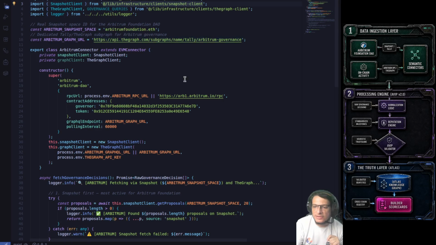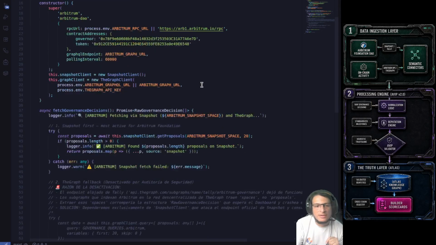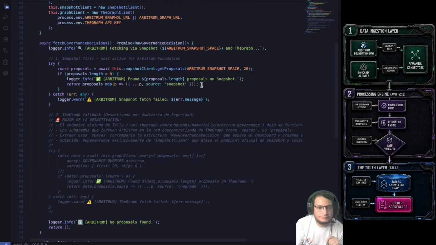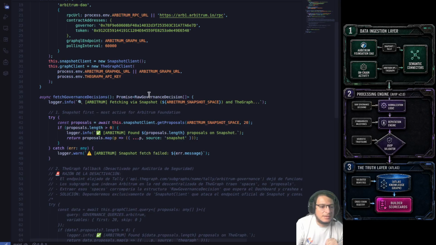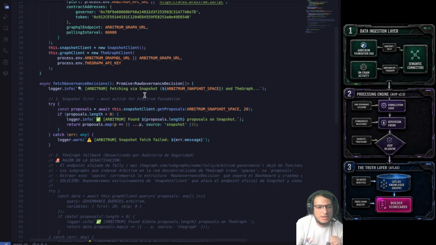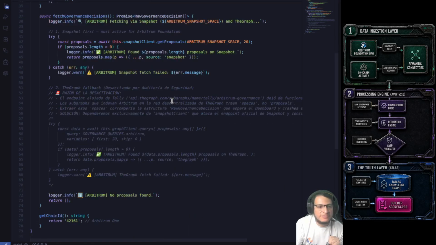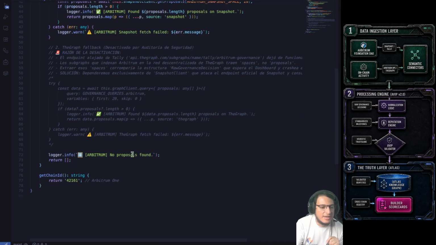A key technical note: we have temporarily disabled the Graph fallback due to the instability in the public subgraph, prioritizing the accuracy of the native data to prevent synchronization bridge crashes. They call the APIs of The Graph and Snapshot.